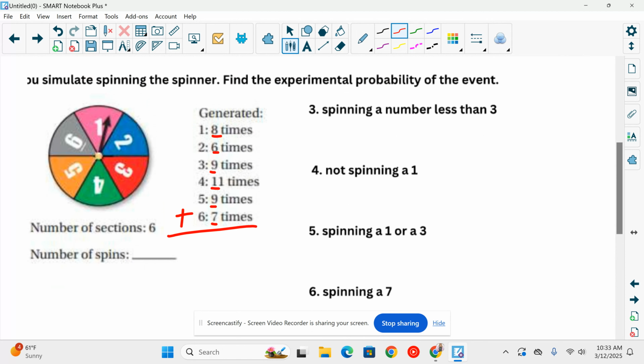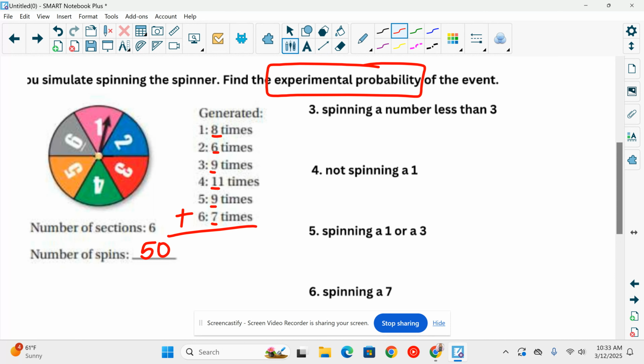Don't shout out loud. Give everybody a chance to add them up. Write it down under number of spins. Write it down. Don't say it. All right, Mara, what'd you get? 56. Why are we adding this up again? Because if I'm looking for the experimental probability, I need the total and the event, right?